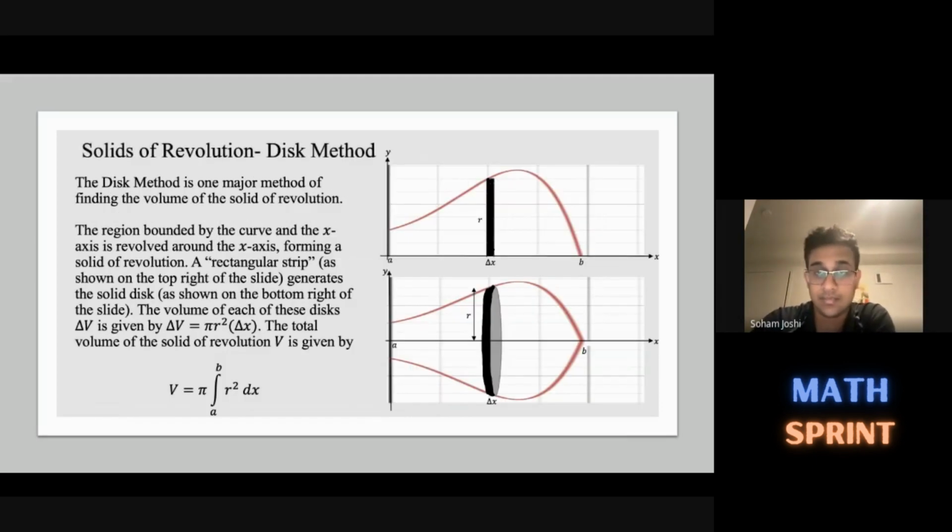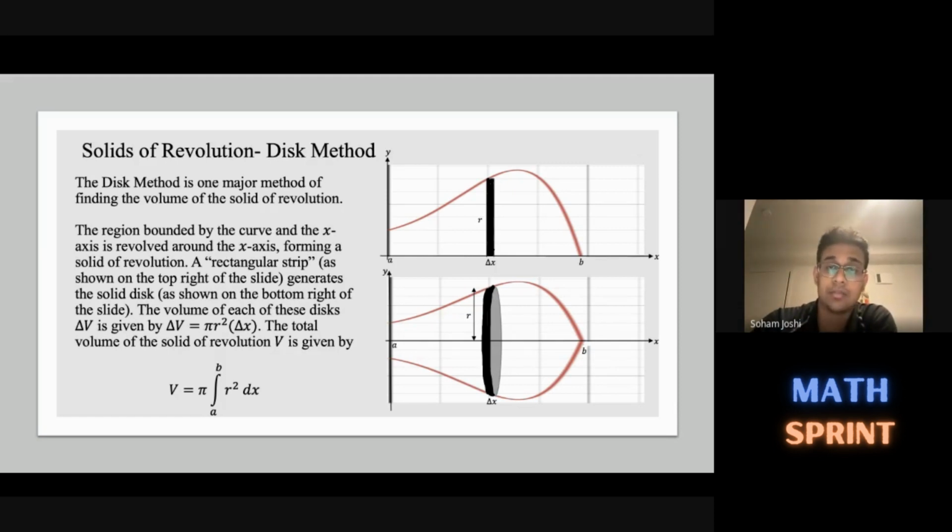Okay, so the first one is the disk method. The region under the curve and x-axis is revolved around the axis of rotation, which in this case is the x-axis, forming a solid of revolution. So look at the image on the top right of the slide. You can see that we have a rectangular strip, dark in color, with a height of r and an infinitesimally small width delta x. Now look at the points x is equal to a and x is equal to b that lie on the x-axis. The length of this entire solid of revolution is going to be b minus a.